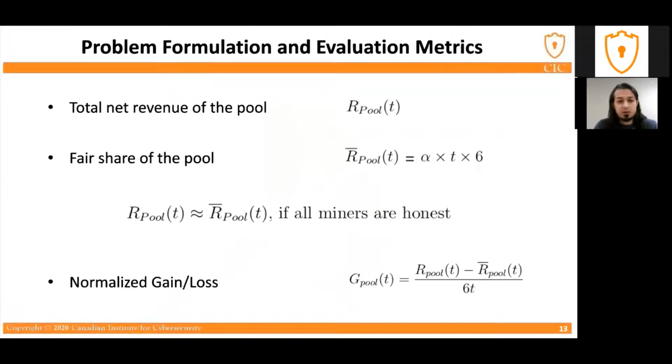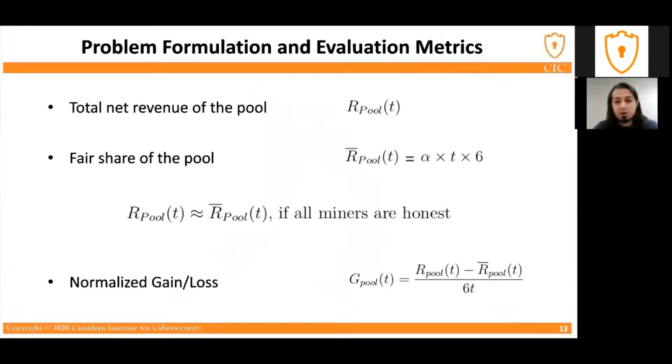So this is our formulation for the evaluation. These are actually our evaluation metrics. The first one, R pool of T, is the total net revenue of one pool, and the second one, R bar, is actually the fair share of the pool. In the first one, it can be for a selfish miner or an honest miner, but the second one, we show it when the pool chooses to mine honestly and according to the protocol.